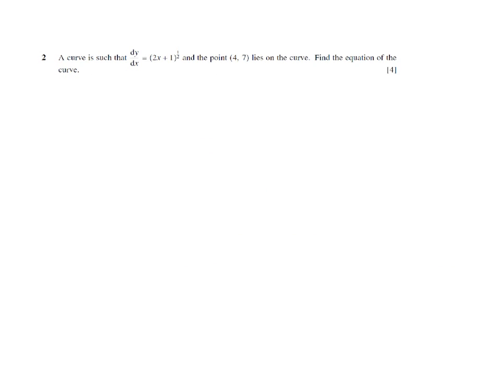So we've arrived at question 2 now, and we're still solving the entire AS level maths paper. It says a curve is such that dy/dx equals 2x plus 1 to the power a half, and the point 4, 7 lies on the curve. Find the equation of the curve. Good, so they give us the derivative, and then to find the equation of the original curve we have to integrate the derivative, and then we'll find the original function.